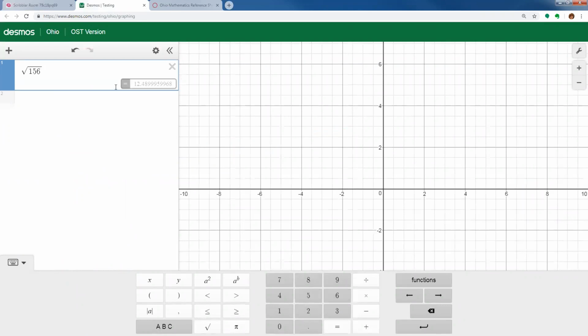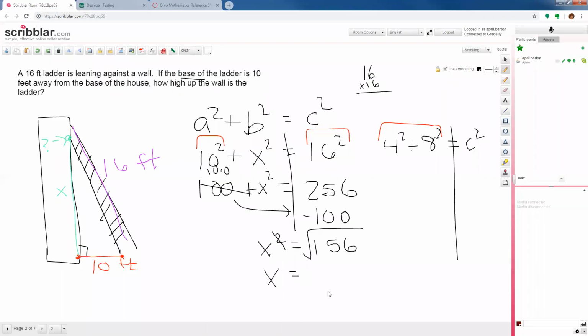So square root of 156, let's round to the nearest 10th this time. So 12.489. If we were rounding to the nearest whole number, it would stay 12, since next to the 12 is a 4. But if they want the nearest 10th, then we're thinking about the 4. Does the 4 stay a 4, or does it round up?